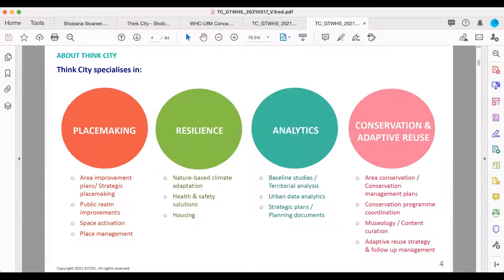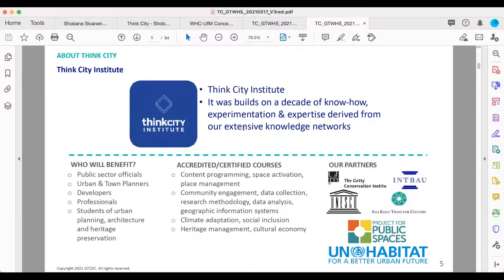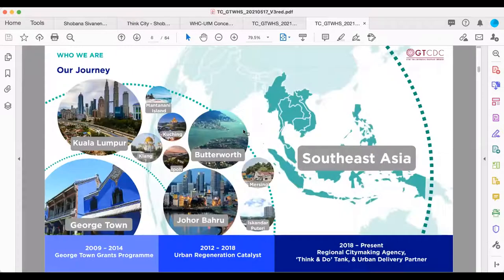The four areas of work that we try to use as a basis to shape our interventions focus on placemaking, resilience, and analytics, and there's a deep focus on how we use historic urban landscapes as an asset in shaping a lot of our regeneration and redevelopment programs across Malaysia. One of the key areas, aside from the fact that we also firmly believe there's a need to systematically build capacity, is that we established Think City Institute to support a program of building capacity of both current practitioners and future experts, building a community of experts that will support the process of regeneration and redevelopment. So we started in Georgetown in 2009, slightly over 12 years ago.